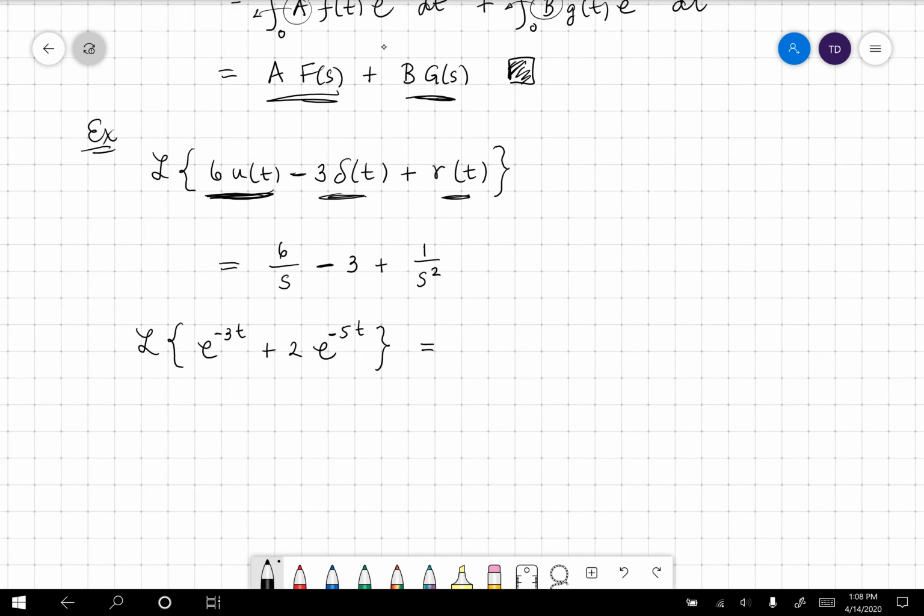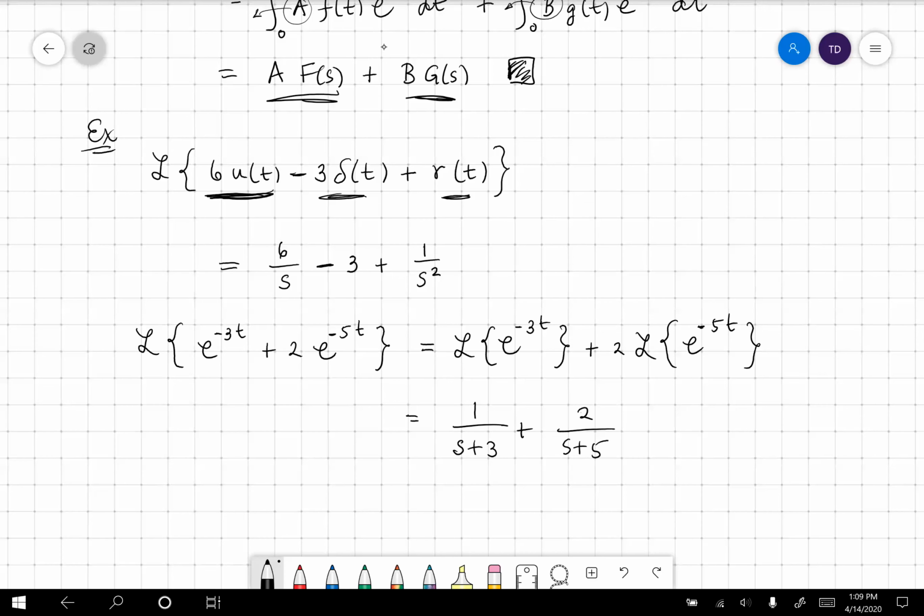That Laplace transform is, just so we're clear, the Laplace transform of e to the minus 3t plus twice the Laplace transform of e to the minus 5t. This is equal to 1 over s plus 3 plus 2 over s plus 5.